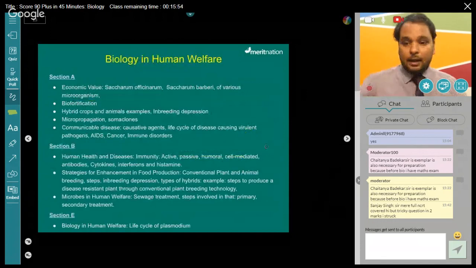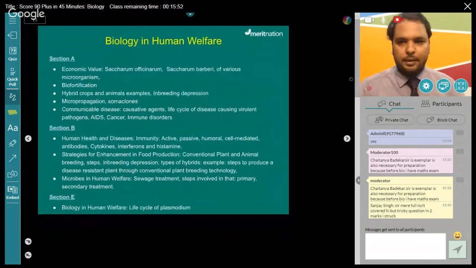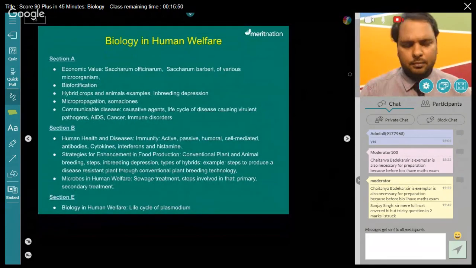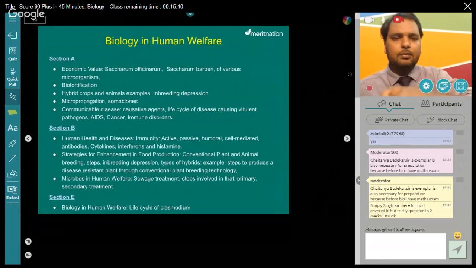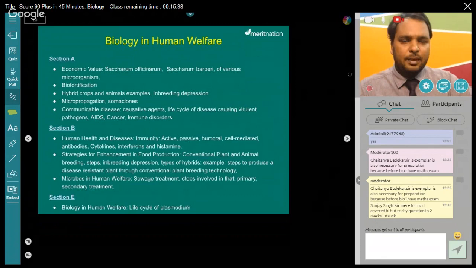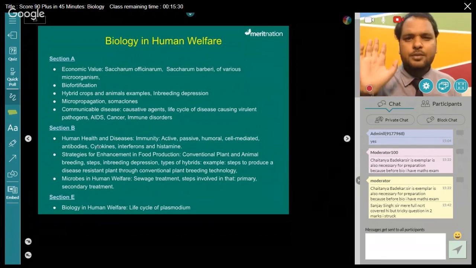Now, biology and human welfare. It's a 3-chapter unit, but it's very, very easy. If you go for NCERT, it's very easy. You will not lose marks. Economic values like Saccharum officinarum, and the different microorganisms like LAB and all those things. What they produce, what are their effects? Go for NCERT, nowhere else. Biofortification will always be there, a short note, 1 mark, 2 marks, not more than that.